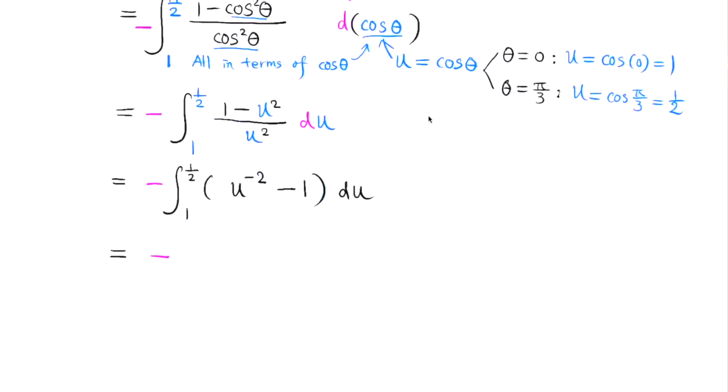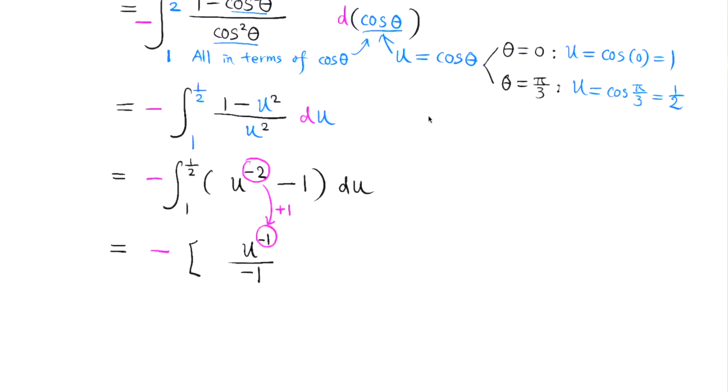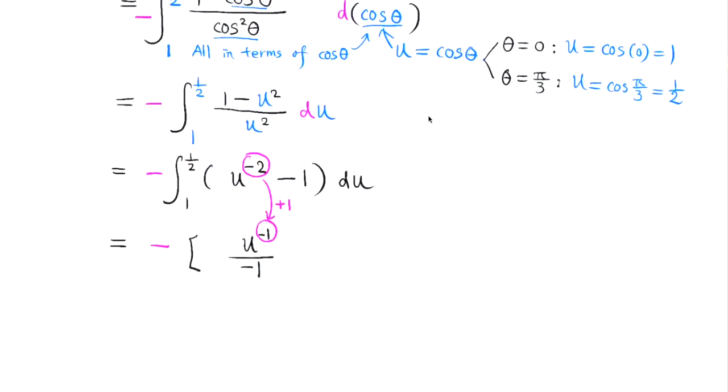Now, the antiderivative of u to the negative second power is going to be u to the negative first power over negative 1. Remember, you increase the exponent by 1 when you find the antiderivative, and then you divide by the new exponent. Now, minus the antiderivative of 1 is u, so minus u. You go from 1 to 1/2.